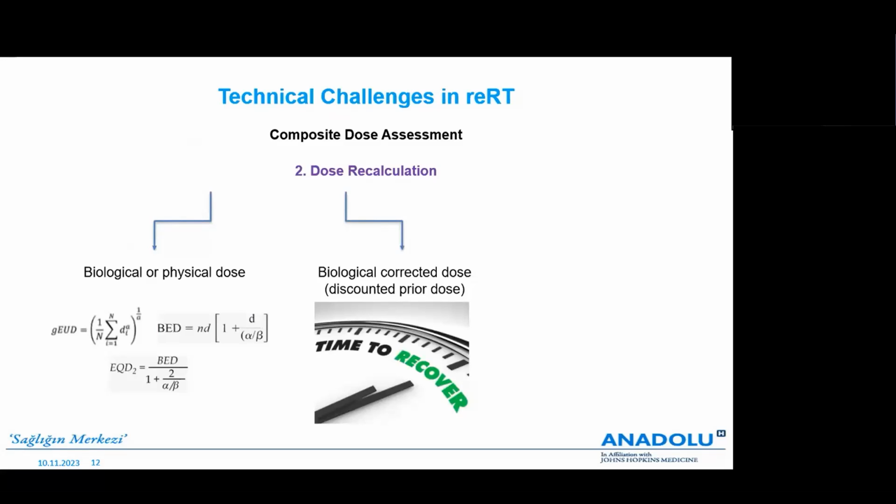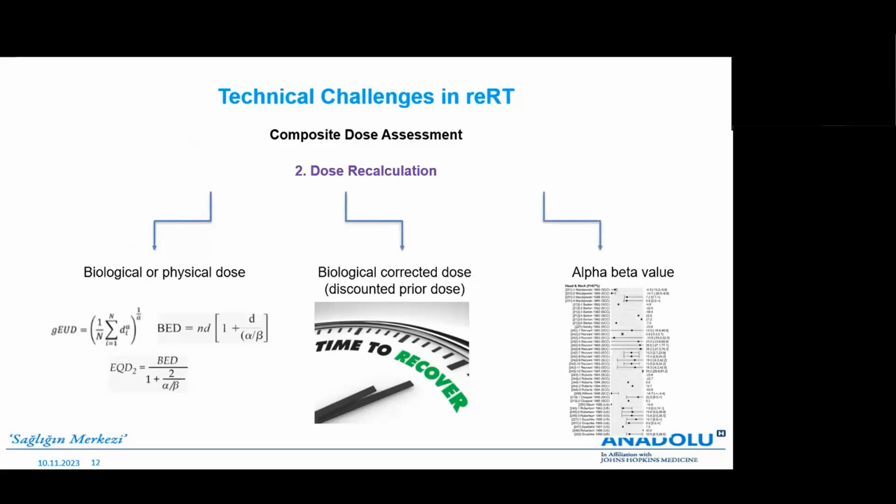Using a time scale. And another problem is the alpha beta value. This is one of the important things. If you look at the literature, this is only for spinal cord, there are lots of studies about alpha beta values and different values. So which value will we use for the organs? This is another problem for those doing dose composition.